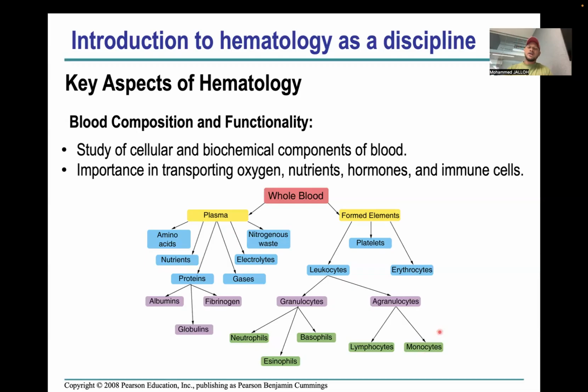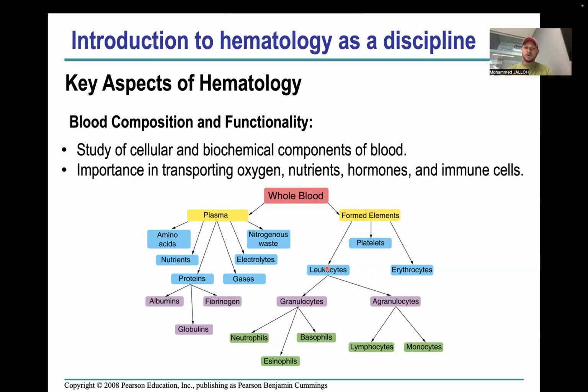All right. These are all of the ones that are in green here. They are part of the white blood cells. They are part of the immune system. Please remember that. All the green ones are part of the white blood cells and they are part of the immune system. So this is the whole blood. This is everything about hematology. This is everything about the blood composition.